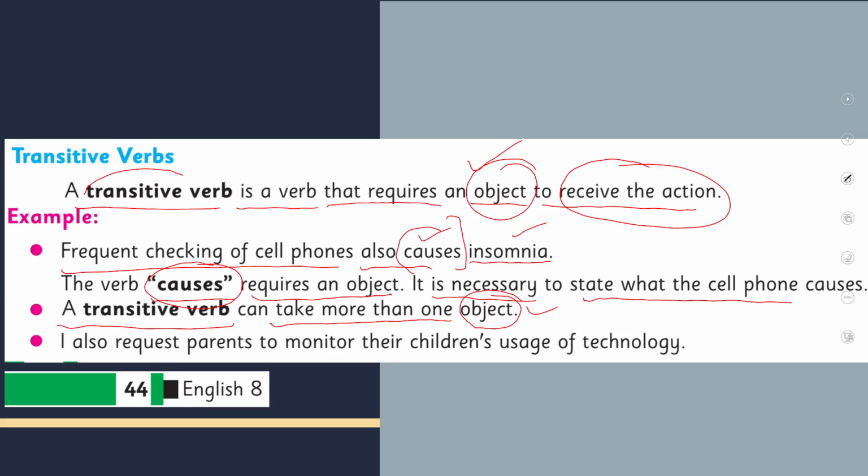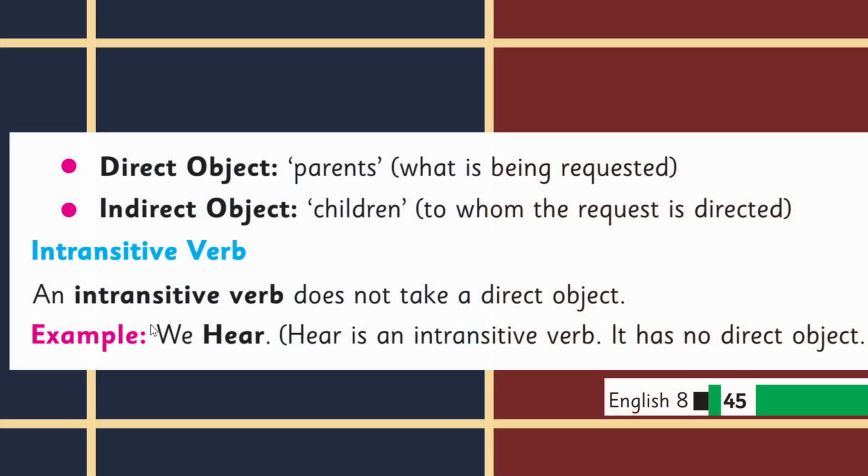Let's look at this example. I also request parents to monitor their children's usage of technology. Here you can see that this word over here is our main verb, and this verb is a verb which requires an object. Let's look at that right over here.